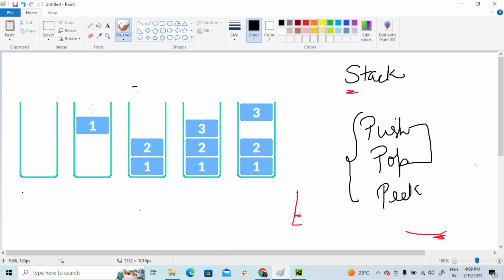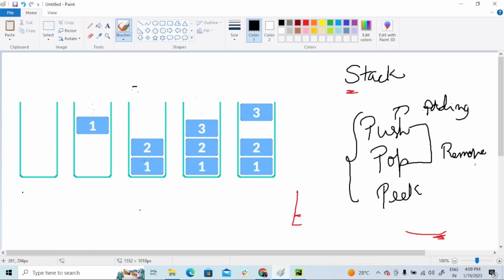So what do you mean by push? Push means we add an element to the stack. Adding an element to the stack is called push. Pop means we remove an element from the stack. Pop means remove. Push means add.